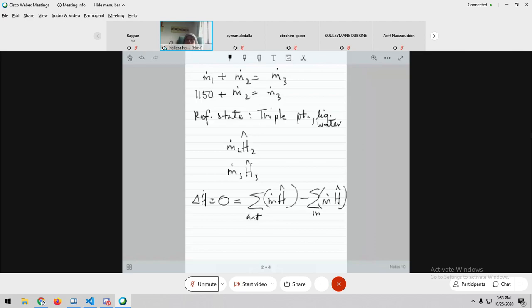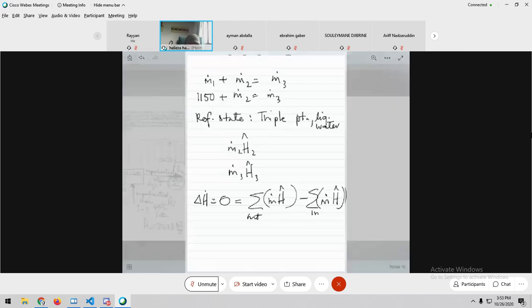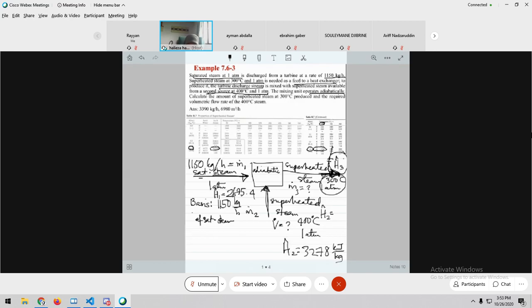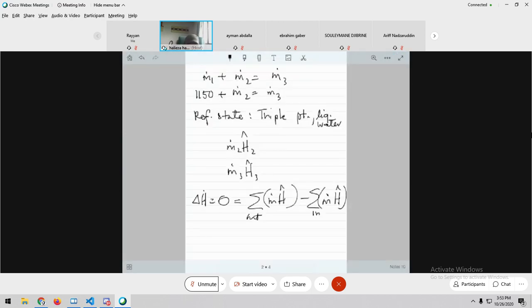But we don't have enough time to finish it. I thought it was a short one, but it takes quite some time because we need to find the enthalpy for the outlet stream. We haven't done that yet. We managed to get two enthalpies done. The enthalpy of the outlet stream we can get from superheated steam, because we have the pressure and the temperature. Everything is available except the mass, which is M2 and M3.